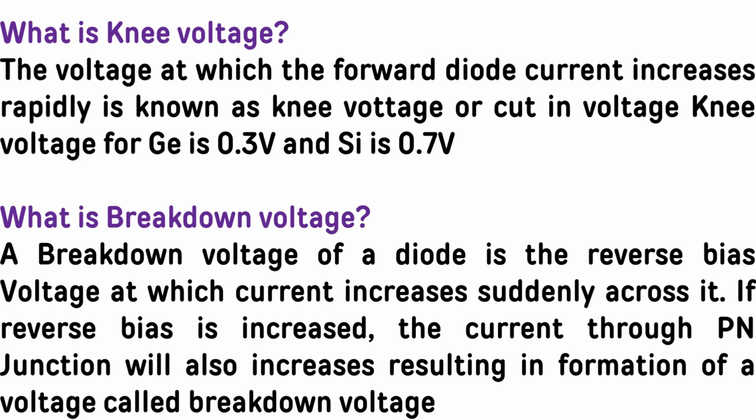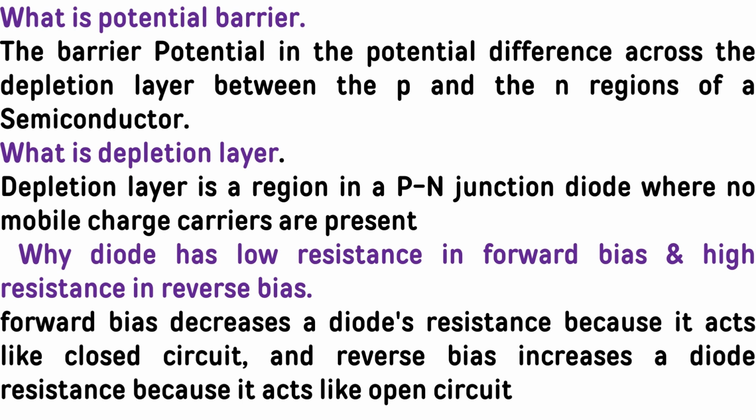What is breakdown voltage? The breakdown voltage of a diode is the reverse bias voltage at which current increases suddenly across it. If the reverse bias is increased, the current through the PN junction will also increase, resulting in the formation of a voltage called breakdown voltage. What is potential barrier? The barrier potential is the potential difference across the depletion layer between the P and N regions of a semiconductor. What is depletion layer? Depletion layer is a region in a PN junction diode where no mobile charge carriers are present.